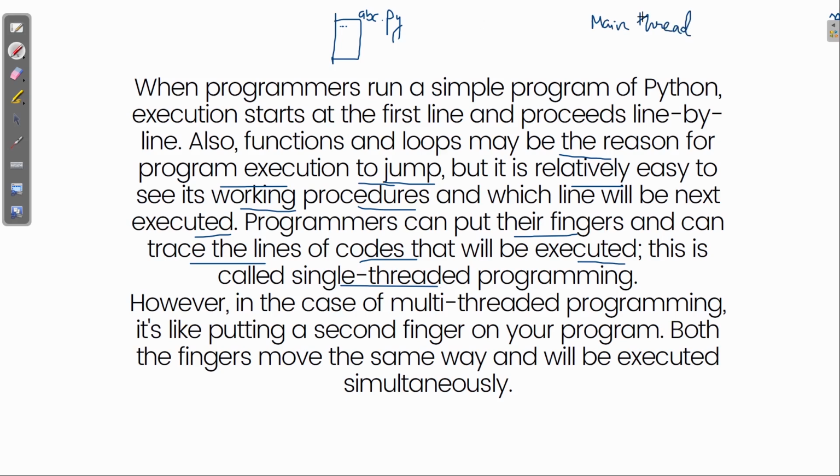So we have one main thread, and it executes line by line. There is no problem in that. It's simple, like what I have explained here: you can trace where the interpreter is and how the code is executing by putting any finger on the line of code. However, in the case of multi-threading, let me show you how the concept occurs in your programming.